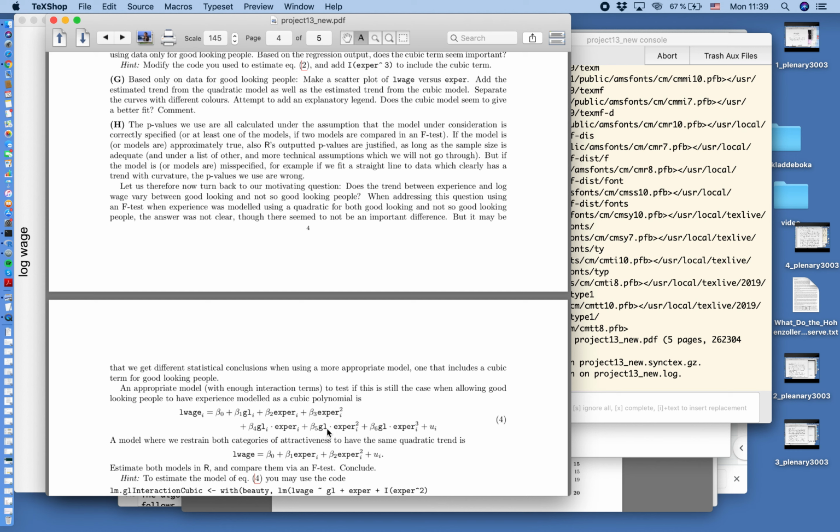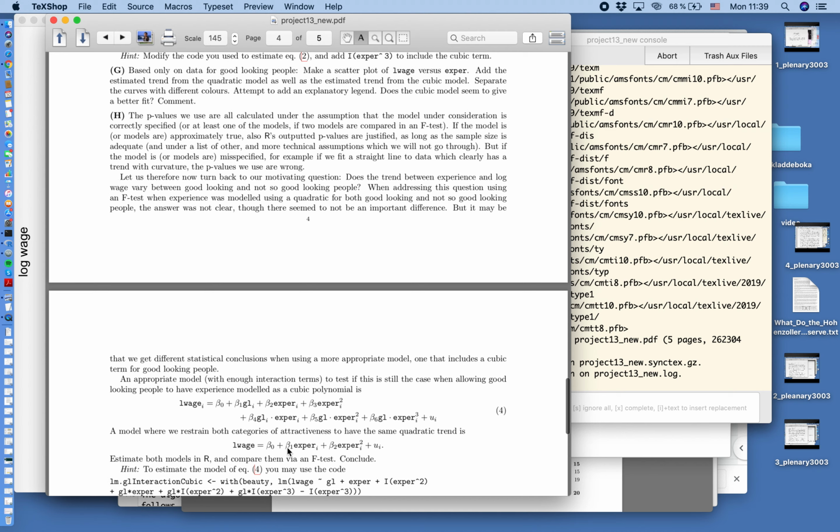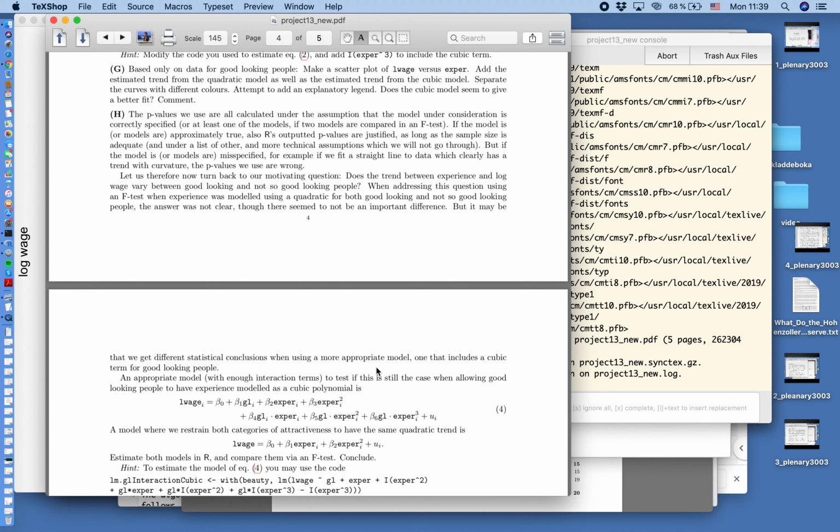And I see another typo. It's supposed to be an I here and an I here. I'll fix that. Anyways, with these terms, both groups have an effect of x pure and an effect of x pure squared, but the effects are allowed to differ between the two groups, while the cubic term will only be present for the good-looking group. So the cubic term is playing a somewhat different role than these two terms. Okay, so let's fit this model and compare them via an F test.